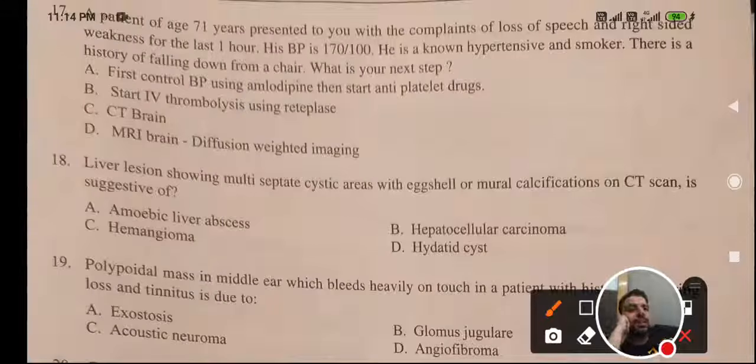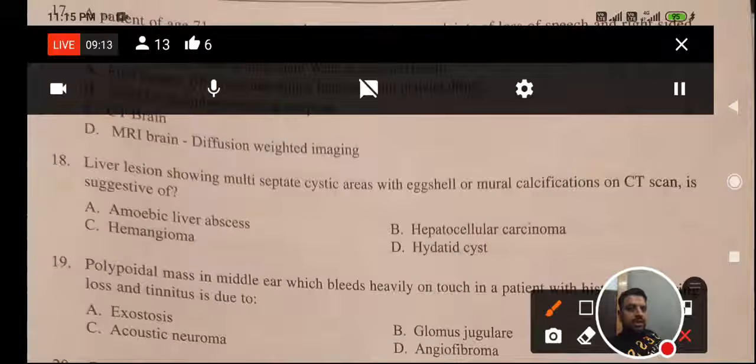A patient aged 71 years presents to you with the complaint of loss of speech and right-sided weakness for the last 1 hour. His blood pressure is 170 by 100. He is a known hypertensive and a smoker. There is a history of falling down from a chair. What is your next step here? I hope you understand the diagnosis. The diagnosis here is hemorrhagic stroke. So what is your first best step?